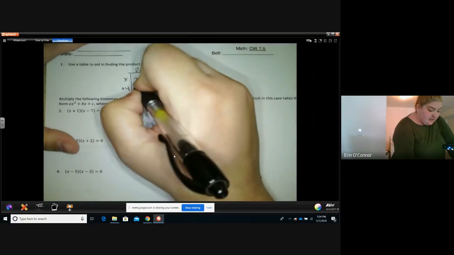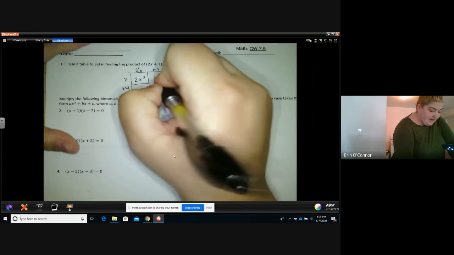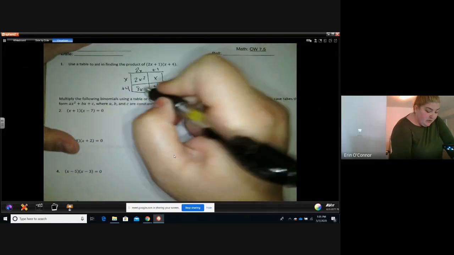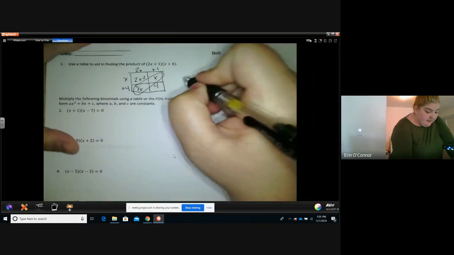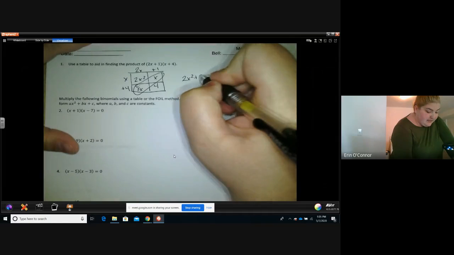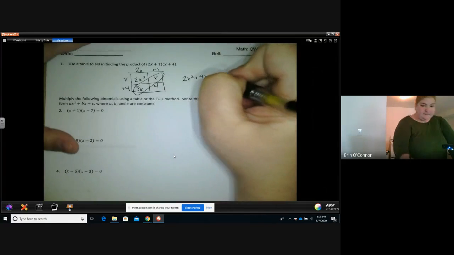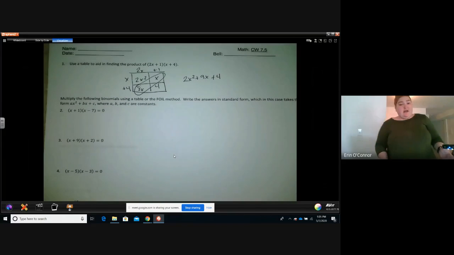X times 2x is 2x squared. X times 1 is x. 2x times 4 is 8x. 1 times 4 is 4. We combined like terms, and we got 2x squared plus 9x, because x plus 8x is 9x, plus 4. Hopefully you remember doing that. If not, hopefully this example showed you.